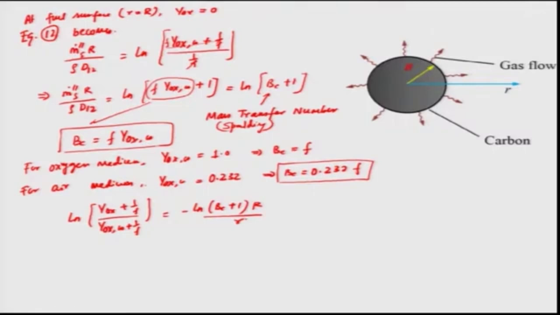So, what we are doing is using this equation 13 in the earlier expression for Y o x, and we can get this. If we simplify this equation, what we will get is nothing but ln of B C plus 1, to the power R by r. If I take the anti-log of this, what I will get?